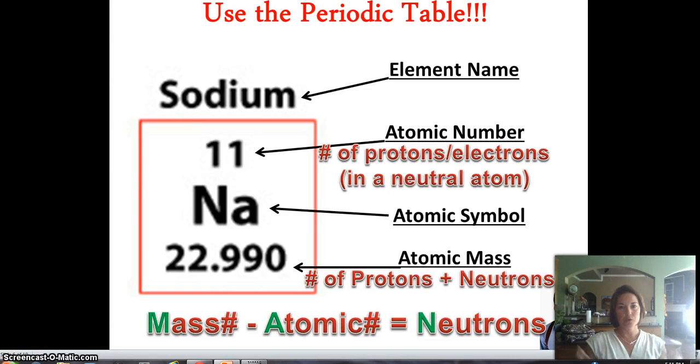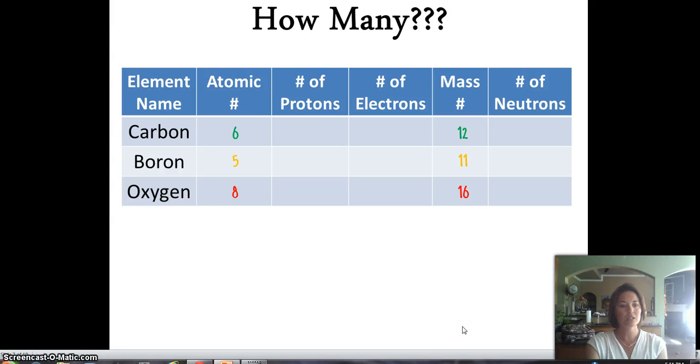Now, Mr. Burris, because he's a man, uses this trick to help you calculate the number of neutrons, and it's called MAN. You take the mass number of your element, you subtract the atomic number, and what's left over is the number of neutrons. So let's try and figure out how many. If the atomic number of carbon is 6 and the mass number is 12, how many protons, electrons, and neutrons will an atom of carbon have?